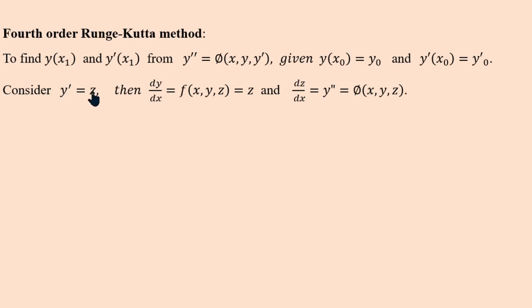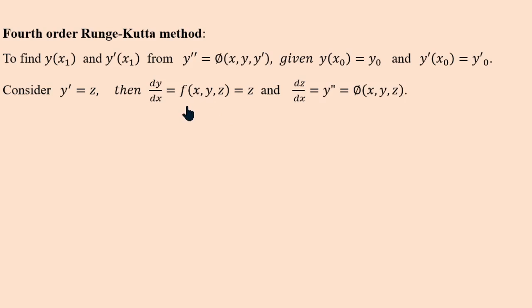Consider y dash is z. So this dy by dx is z. Then y double dash is dz by dx. So dz by dx is y double dash, that is phi of x, y, y dash, that is phi of x, y, z. Now dy by dx, that is function of x, y, z. z is nothing but y dash, y dash means dy by dx, that is z, therefore f of x, y, z is z.